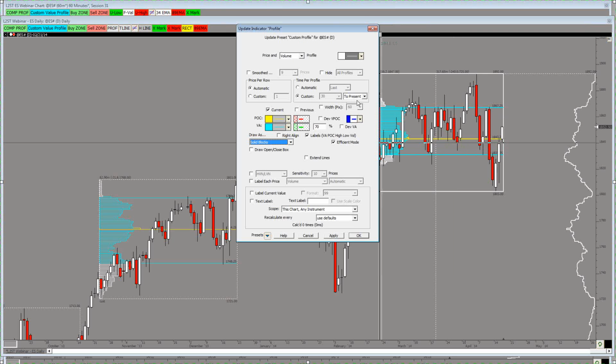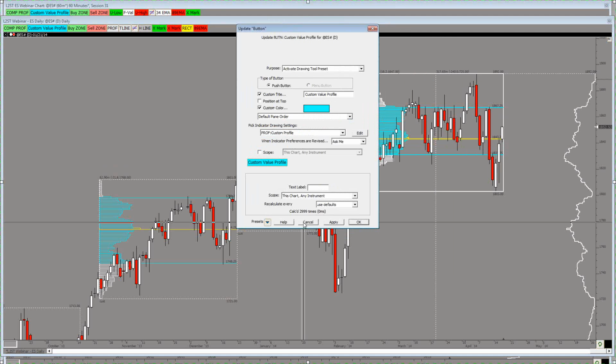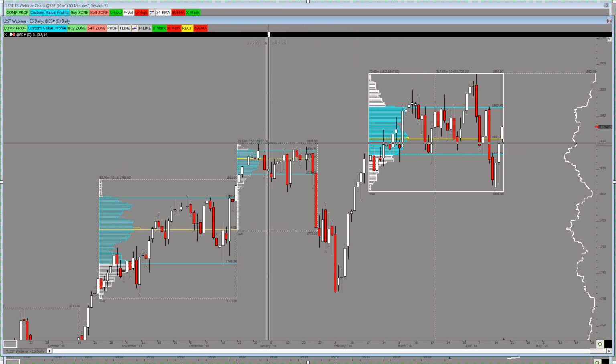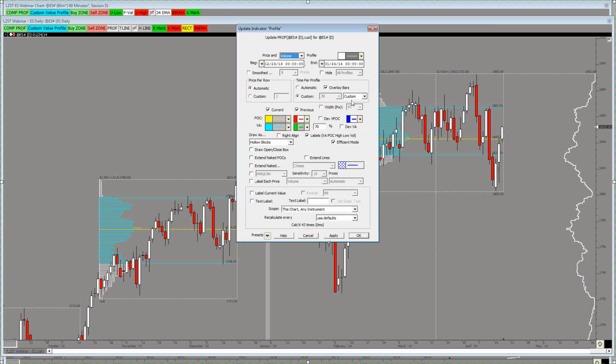I start it at a certain point. I keep it building to present for the most recent one as long as we're in value. And the ones in the past, like when it breaks, what I do is I set these to custom.